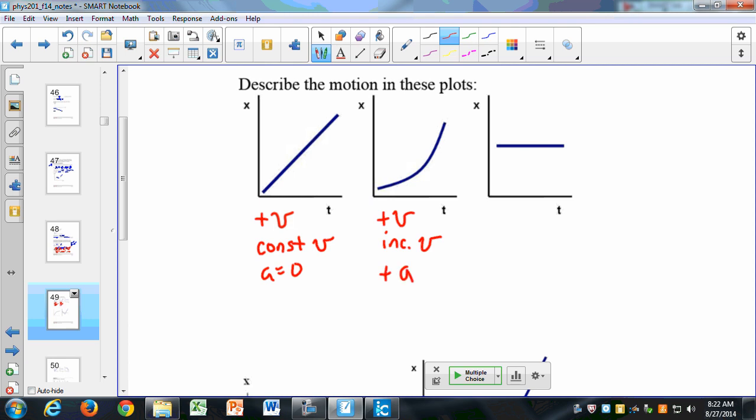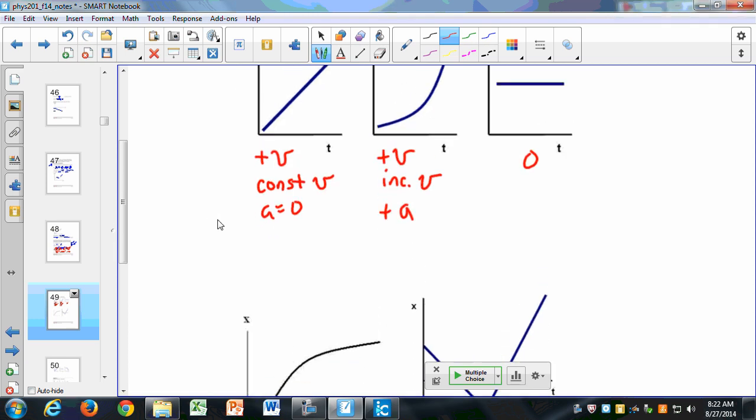All right, how about this next one? Positive, negative, or zero velocity? It's just sitting there. It's sitting at x equal 1 meter, or whatever the position is, and as time goes on, it doesn't move. So it has zero velocity, also zero acceleration. So the velocity equals zero.